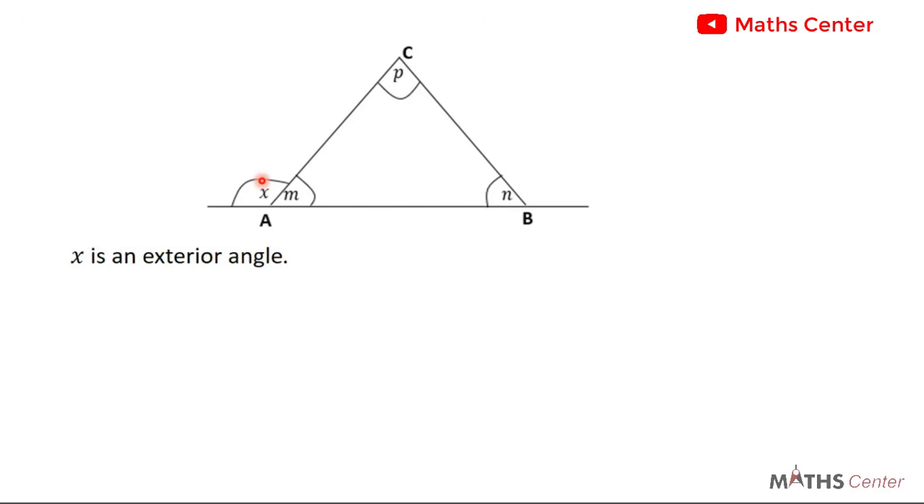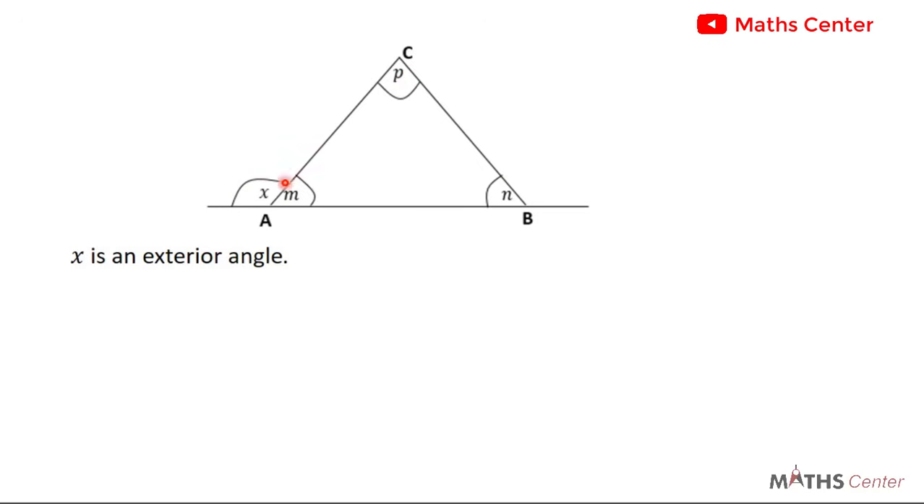I hope that is clear. P and N here, angle P and angle N, are the interior opposite angles of the exterior angle here, which is X. Because let's assume that we bring X here, which is the exterior angle, we bring it to this side. You see, the angles that will be opposite to it are P and N.